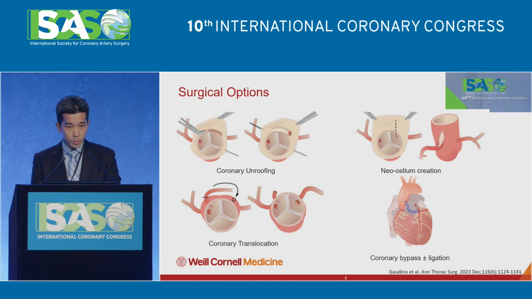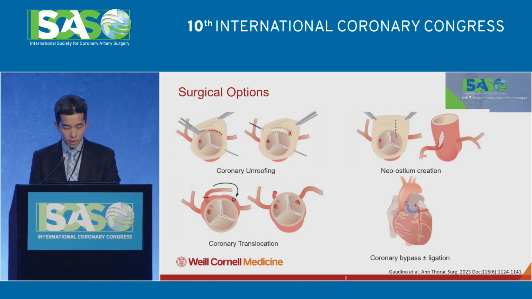So the first question is whether we should operate on her at all. I think that's pretty clear. She's young, she's low risk for surgery, and she's symptomatic with signs of ischemia. She meets all of the criteria to proceed with some type of procedure.